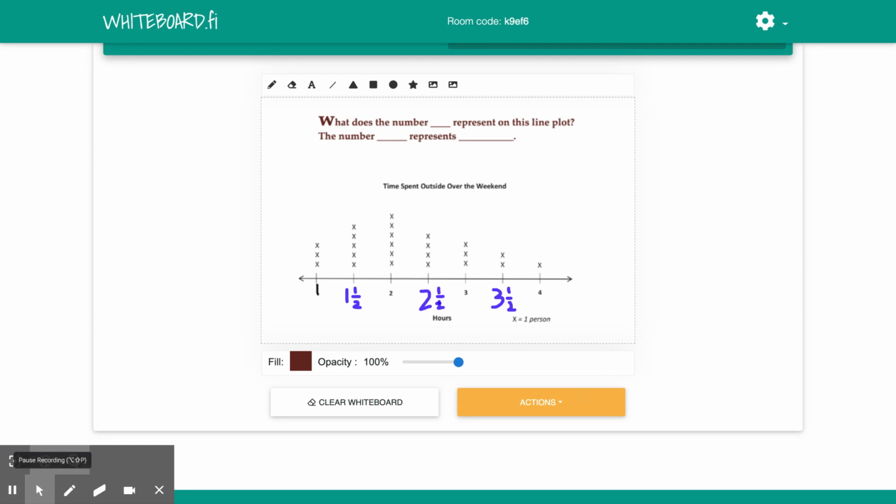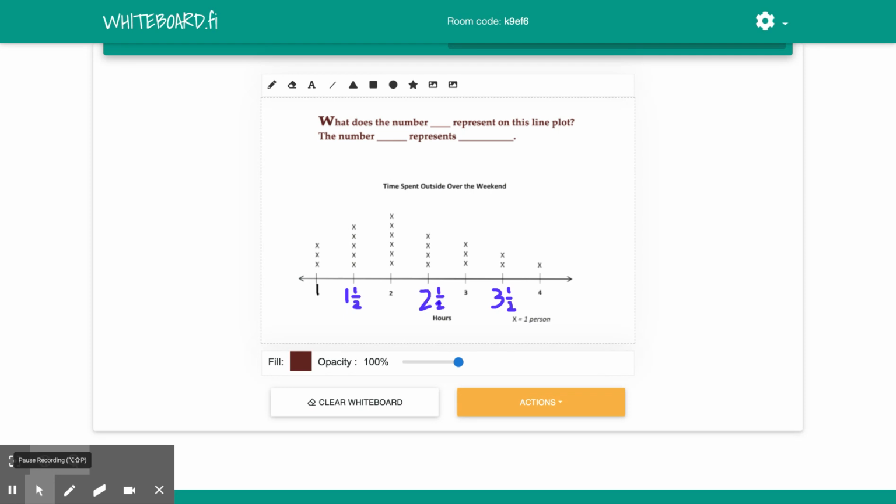Now, if I said that this line plot had represented the number of people, would it make sense for this 1.5 to represent a person? Are we able to have 1.5 persons, or 2.5 persons, or 3.5 people? No, it would not make sense because you cannot have a fraction of a person. So when we use fractions on line plots, we need to make sure that it makes sense for the units to be given as fractions.